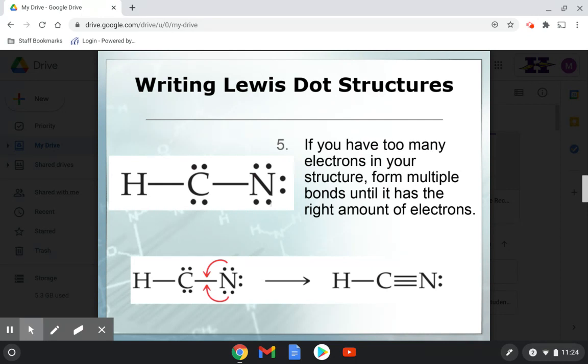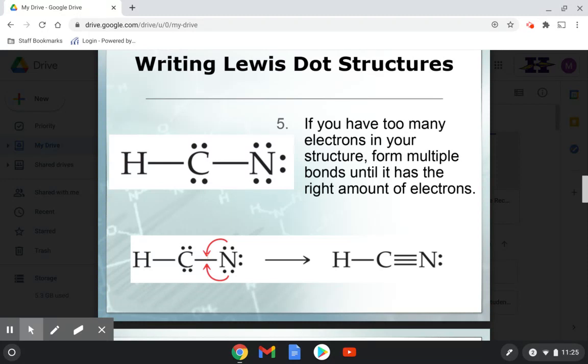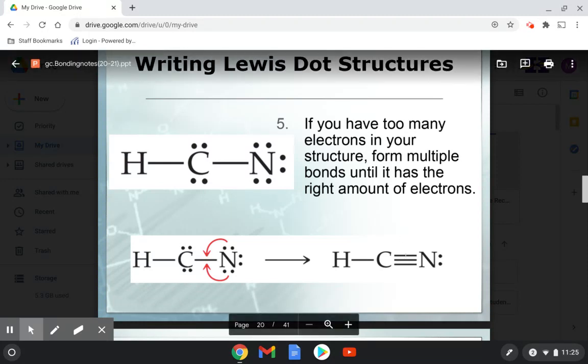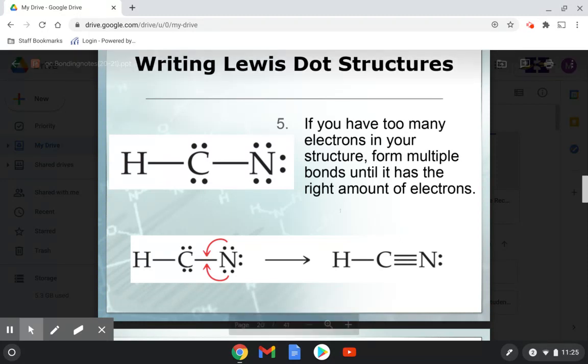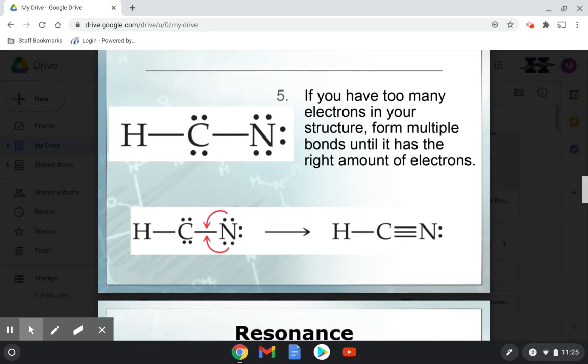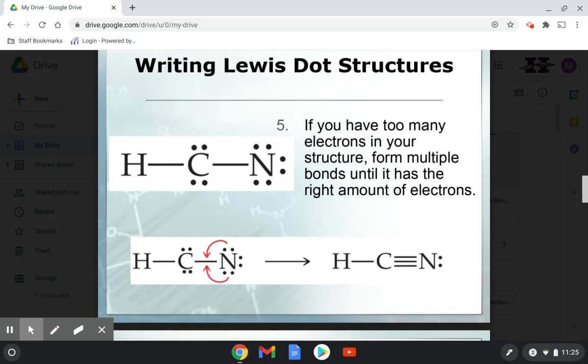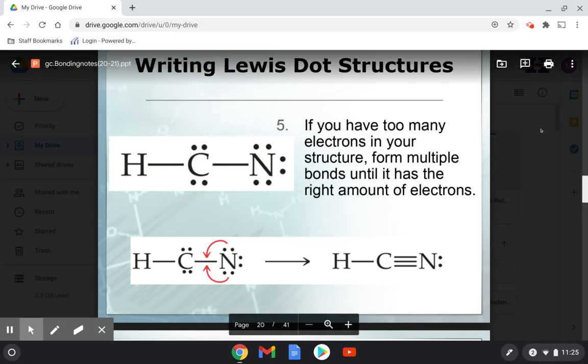So we have 2, 4, 6, 8, 10, 12, 14. So we'll do a triple bond here. So we got 2, 4, 6, 8, 10 to show that the valence electrons are good and that everybody is happy. All right, that'll do it for writing Lewis dot structures. Look back at this video if you have any questions or concerns with this.